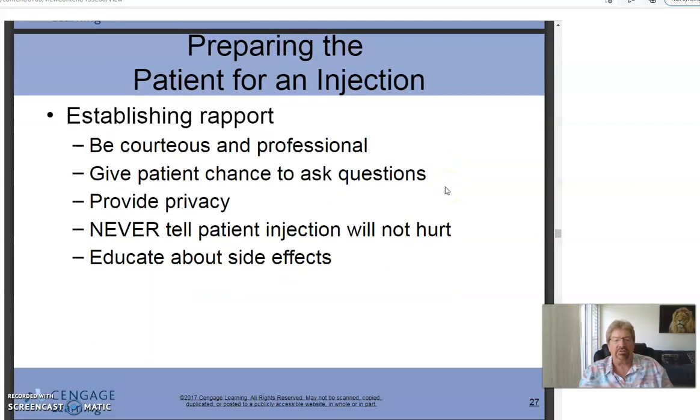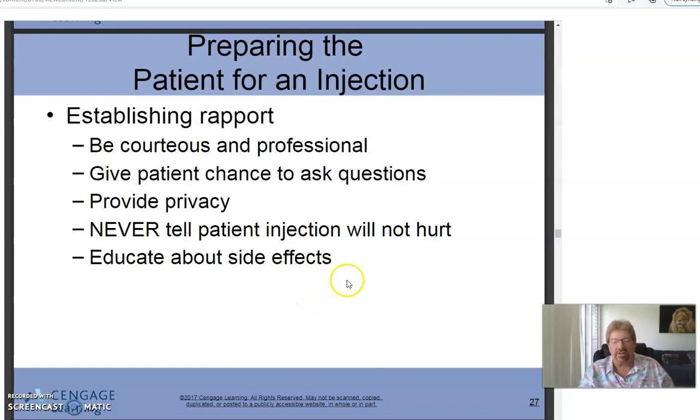Okay, preparing. Establish rapport. Hey, dude, we're going to give you a shot today. I'm kidding, of course. Be courteous and professional. Give the patient a chance to ask questions. Provide privacy. Never tell a patient an injection will not hurt. Why? Because then they're going to know that you're a liar.